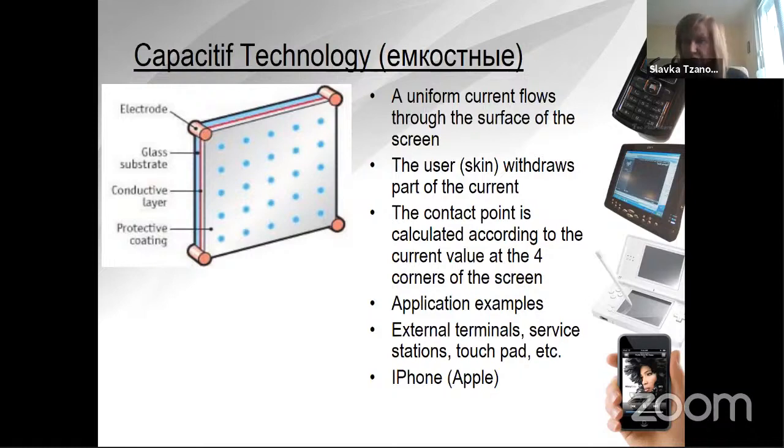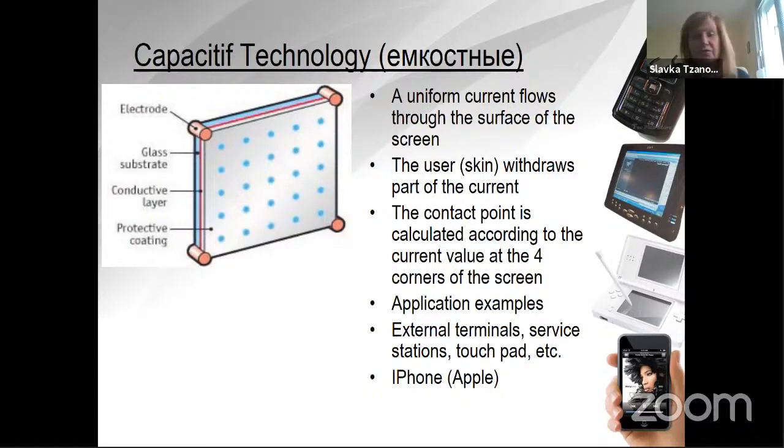A uniform current flows through the surface of the screen. The user, when it touches, withdraws part of the current. So the principle is just the opposite of the principle of resistive. In resistive technology, we create electrical contact. In this case, we withdraw part of the current.